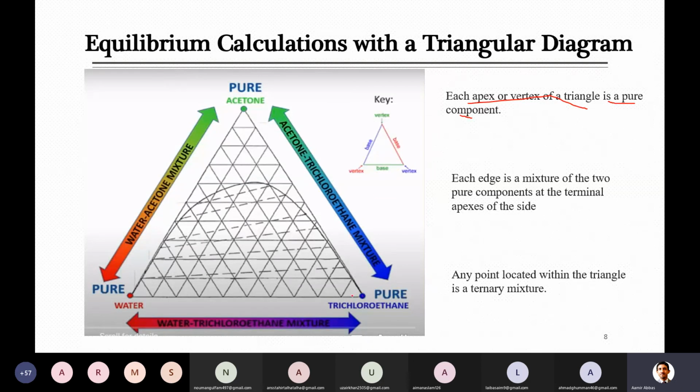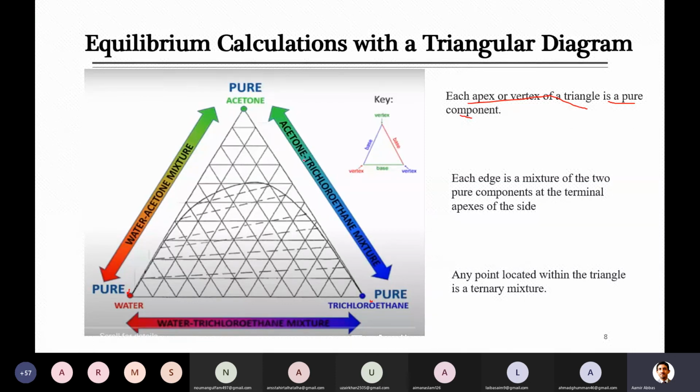For example, here in this diagram there are 3 components shown: one is water, one is trichloroethane, and the other is acetone. For all these 3 components there will be a pure component, so the value of water here will be 100%. Later when we move inside, I will tell you how it changes and how others are introduced. So here water is 100% pure water, trichloroethane is 100% here, and acetone is 100%.